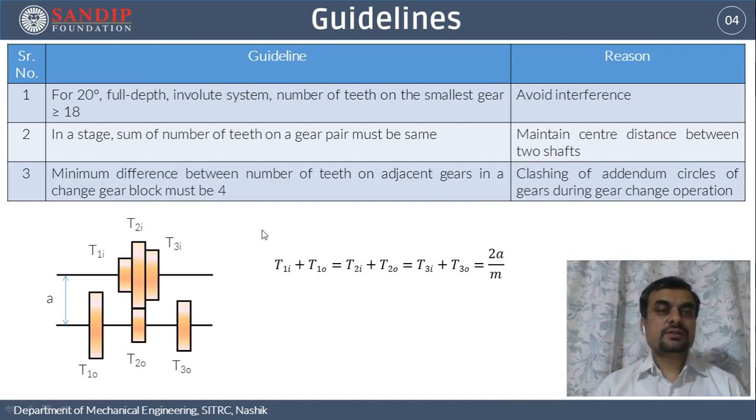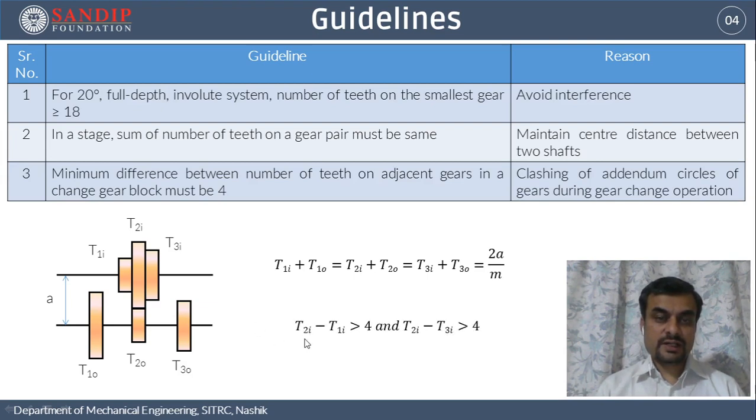The third guideline is the minimum difference between the number of teeth on adjacent gears in a change gear block must be 4. This requirement is to avoid clashing of addendum circles of gears during gear change operation. Let us try to understand this guideline. Consider the same stage which we have discussed right now. The change gear block is the upper one, which comprises three gear wheels T1i, T2i and T3i.